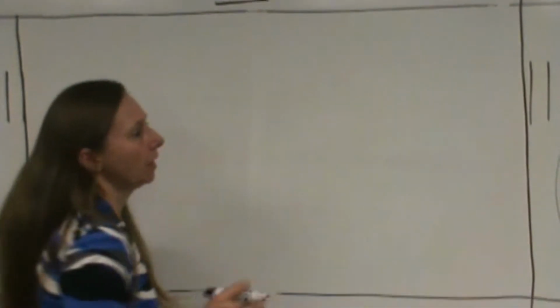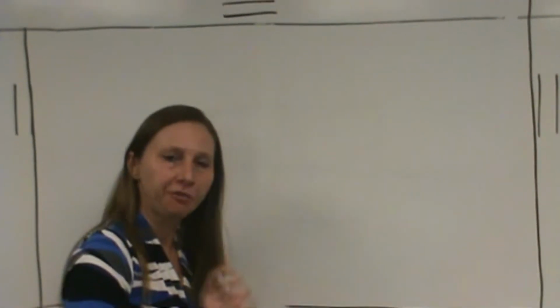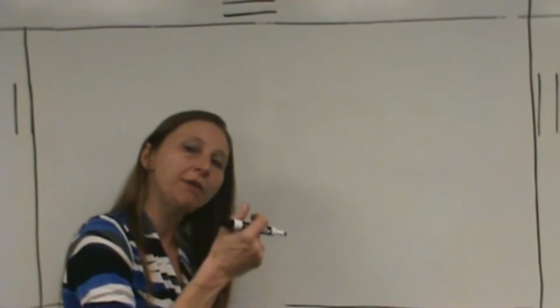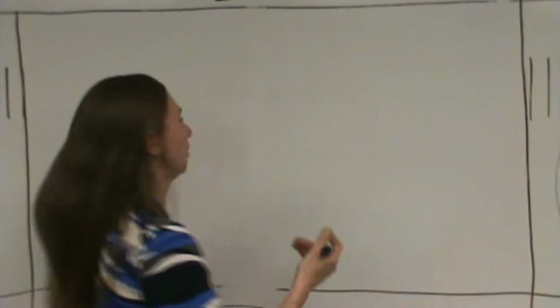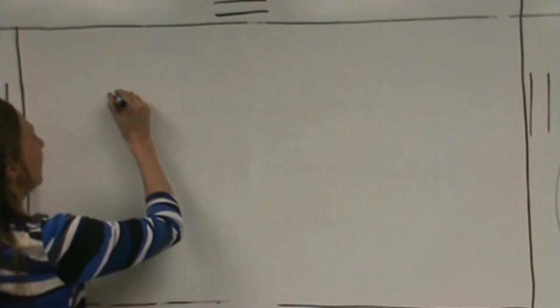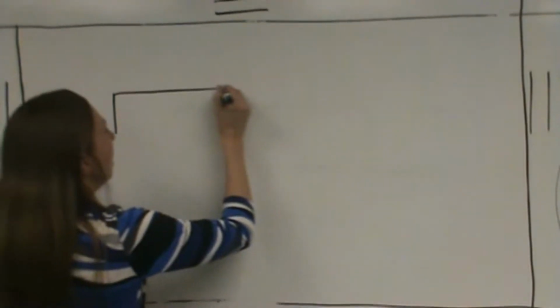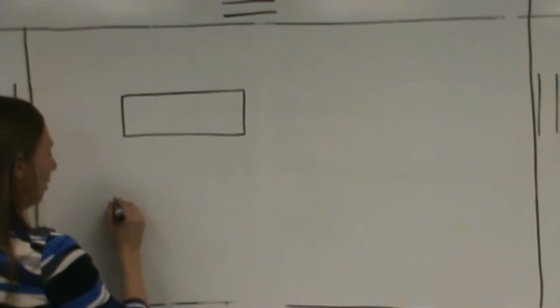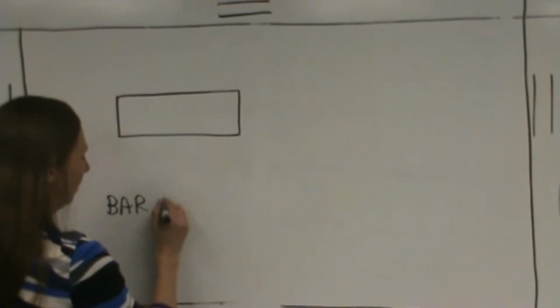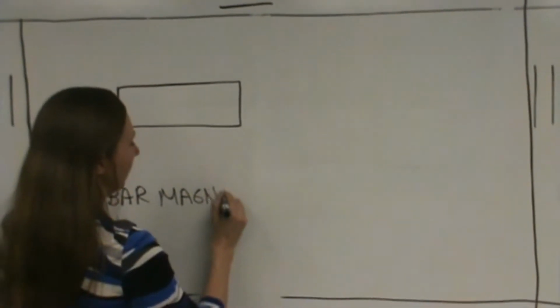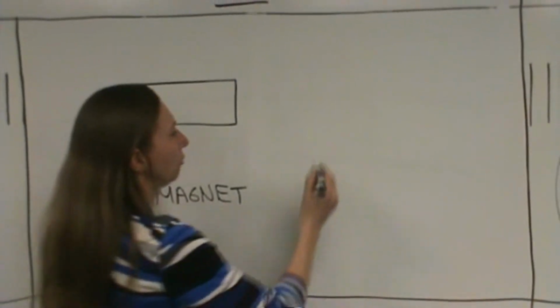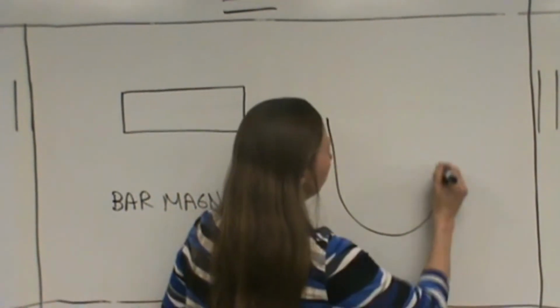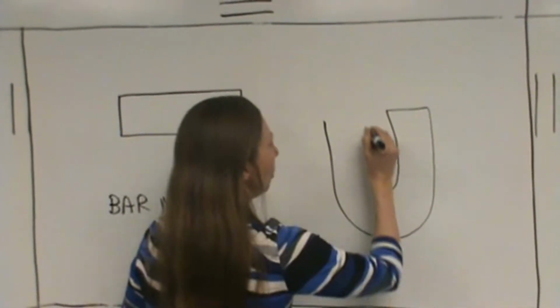Now, we said that magnetic field lines are drawn away from north and towards south. So, let's draw the magnetic field lines around a bar magnet. This is called a bar magnet. Let's also draw the magnetic field lines around a horseshoe magnet. This is called a horseshoe magnet.